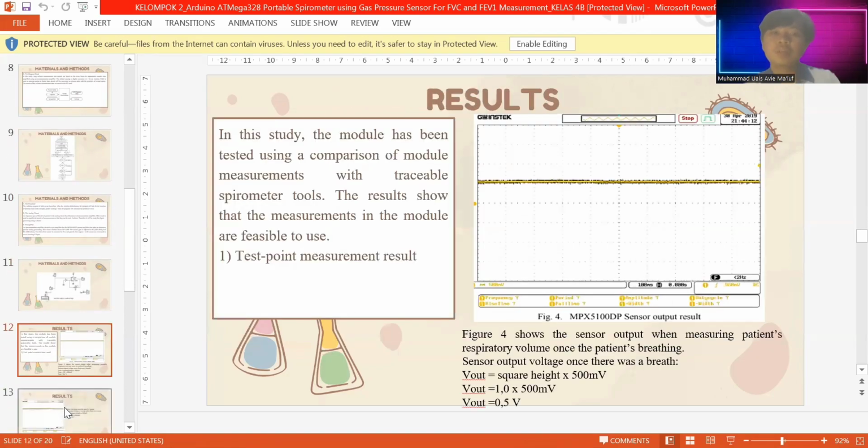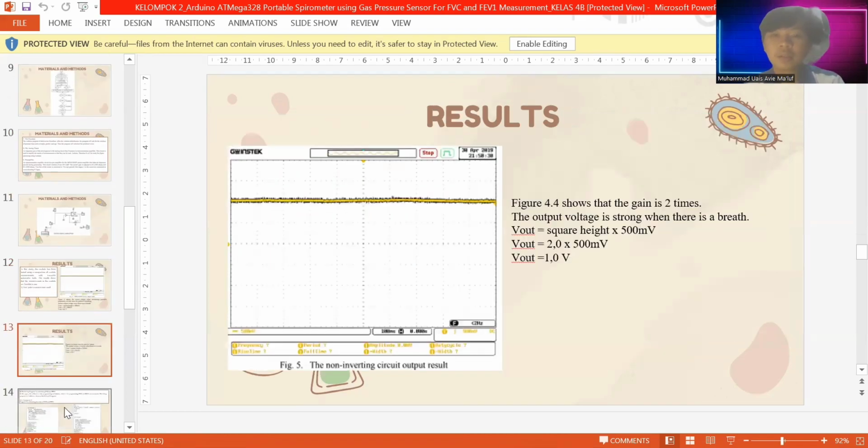This is the result of the study. The module has been tested using a comparison of module measurements with a spirometer tool. The results show the measurement in the module: at the test point, the output voltage is strong when there is a breath rate. Vout at maximum height is clearly 1,500 mV.